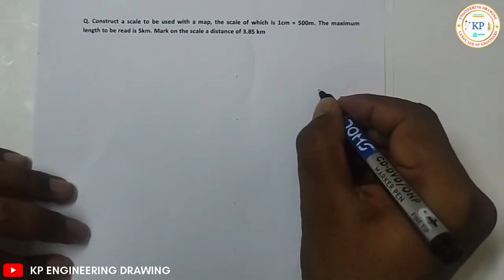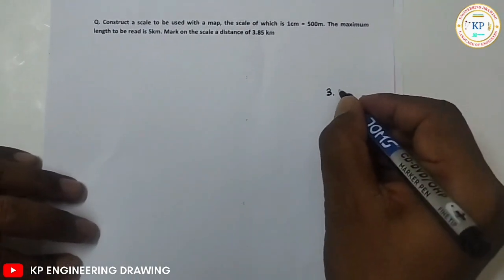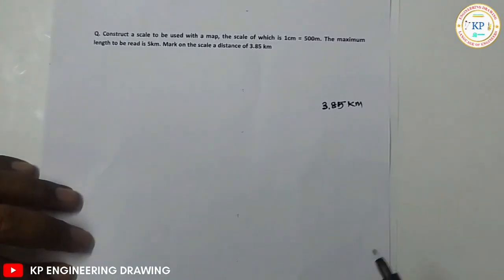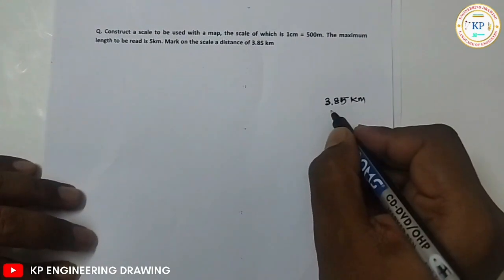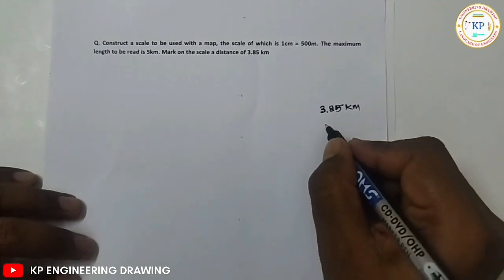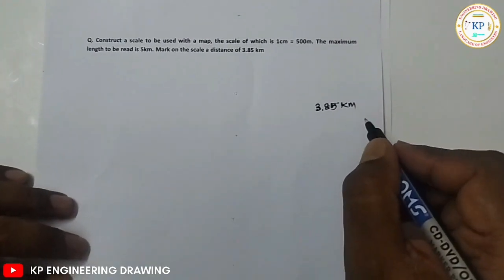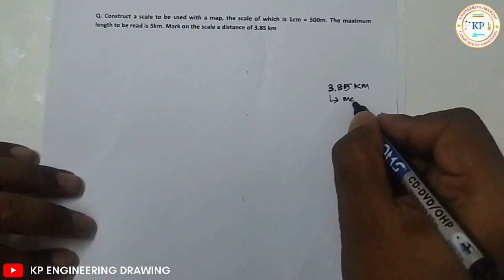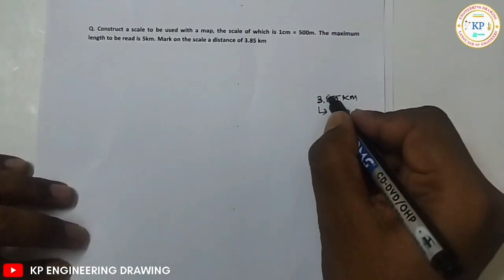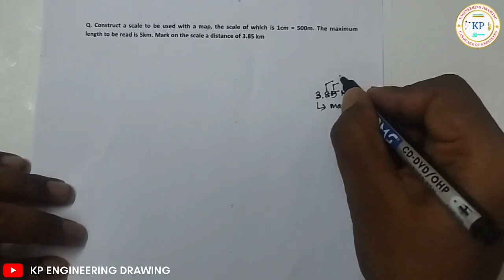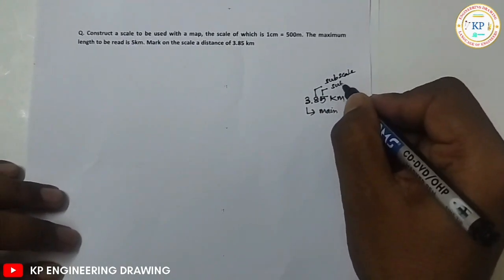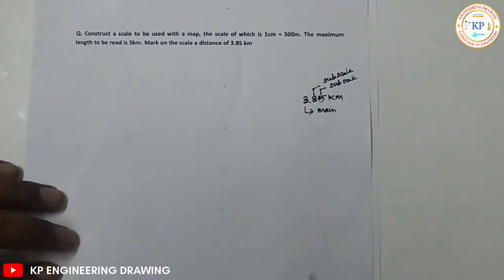So here the marking distance is 3.85 kilometers, right? Already I said in the diagonal scale we will have main scale and its immediate subscales. So in this case here 3 is a main scale, 8 and 5 are its subscales, and it is another further subscale.